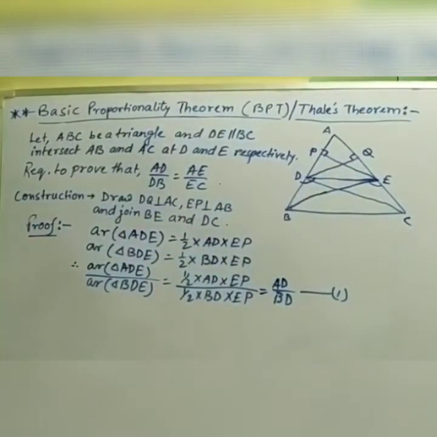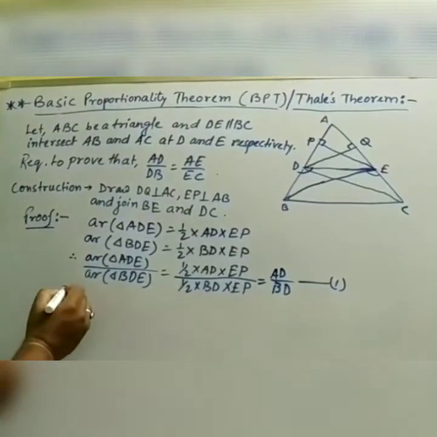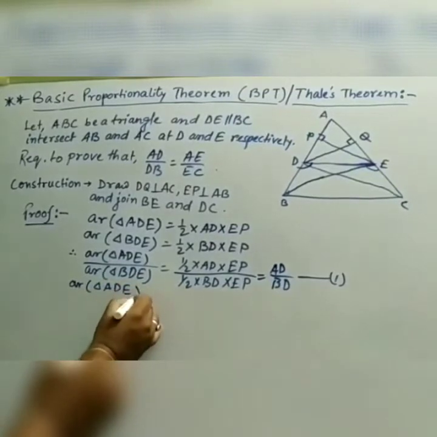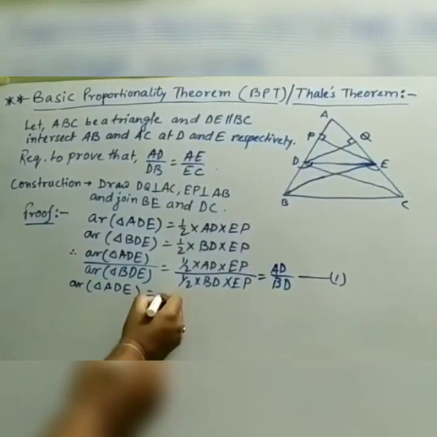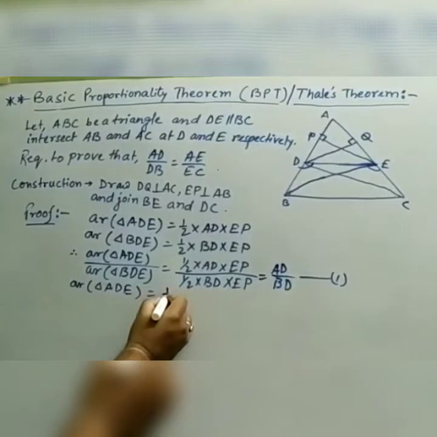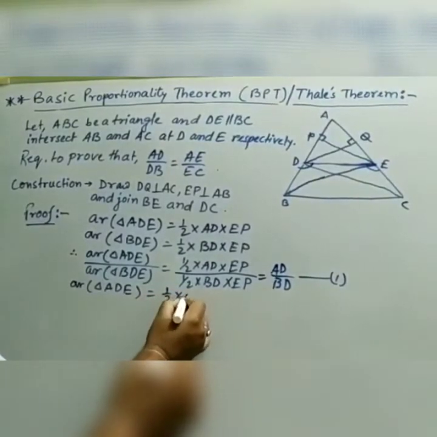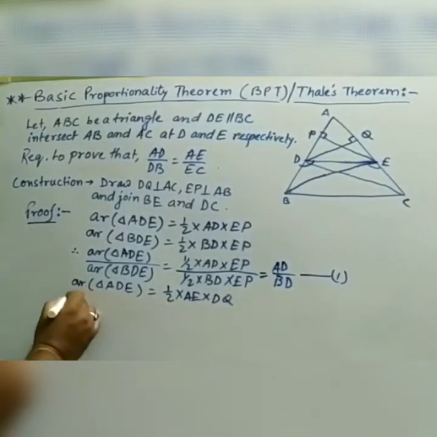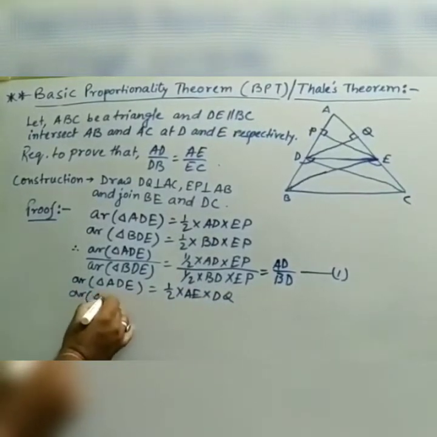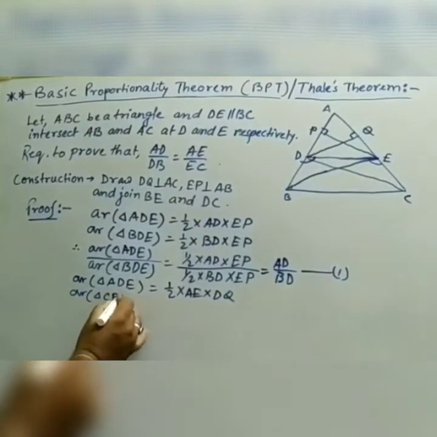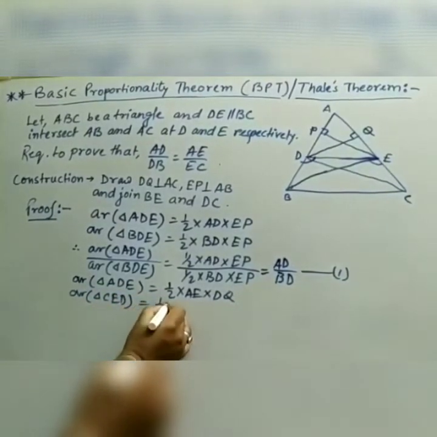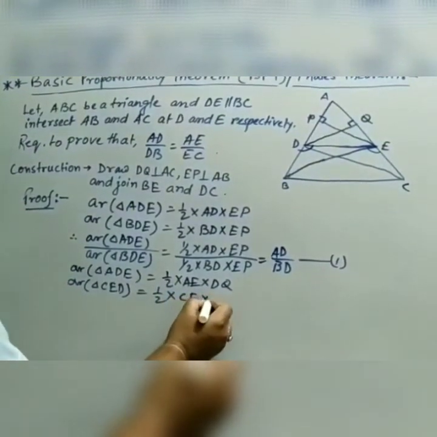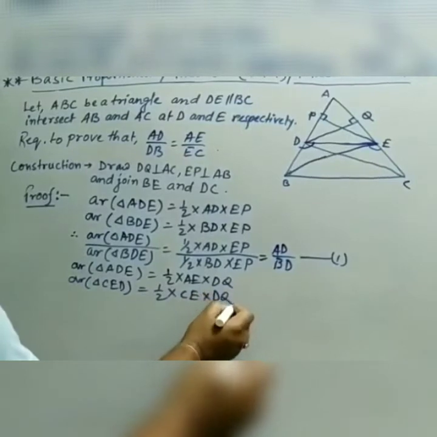So here also we will take the same thing, so that we are taking area of triangle ADE again with the height of DQ, so base will be AE there, so that is half into base AE into height DQ. Similarly, area of triangle CED will be half into base CE into height DQ.